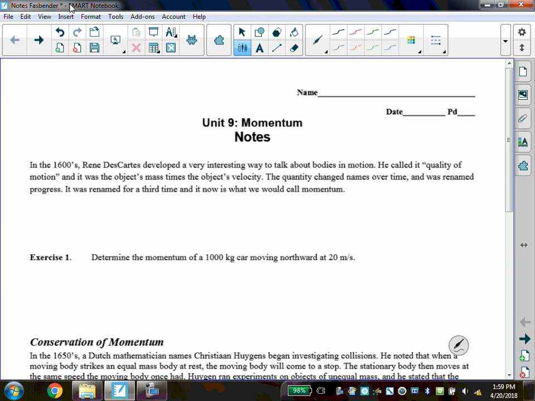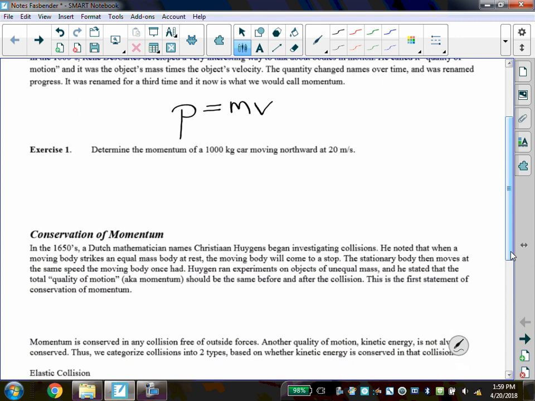Now, in the lab that you did, we learned that momentum, which is represented by a lowercase letter p, is equal to the mass of an object times the velocity of that object. So let's do a quick calculation to practice. Let's determine the momentum of a 1,000 kilogram car moving northwards at 20 meters per second.